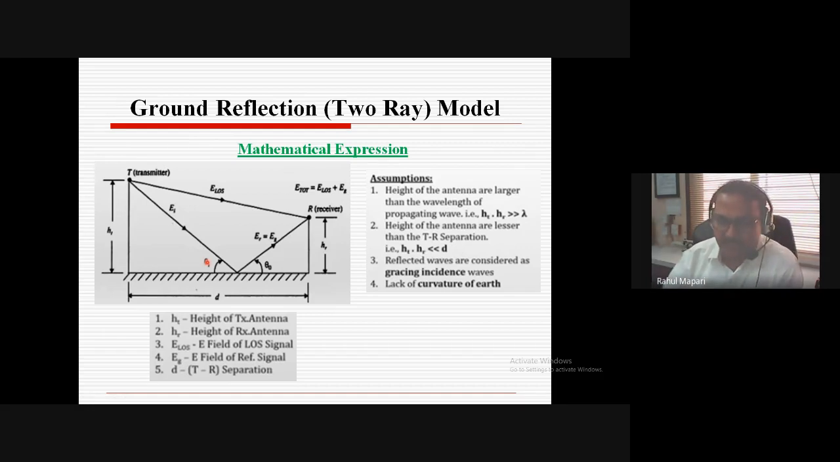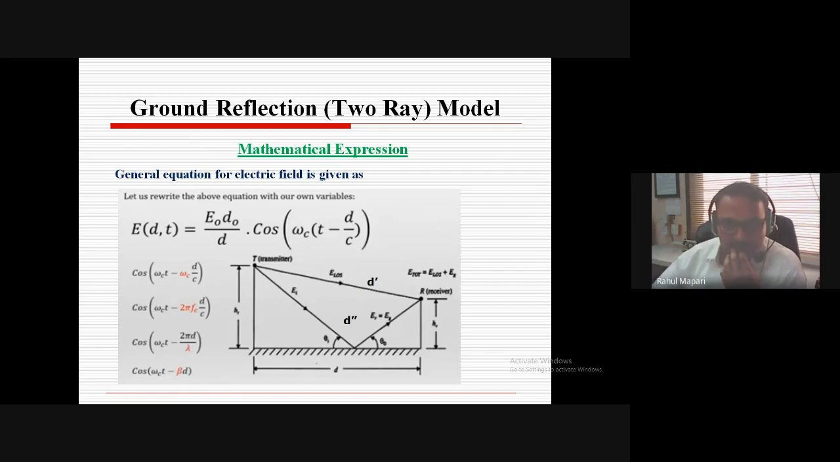In short, we can say reflected electric field. Now, see this one. This is the generalized equation for electric field. E(d,t), where d is the distance between transmitter and receiver and t is the time, is equal to E0, the reference value of electric field, times D0, the reference distance with respect to E0, divided by D. D is nothing but the distance between transmitter and receiver. So in total, E0 D0 by D is called the amplitude.